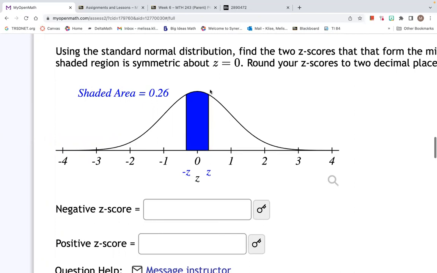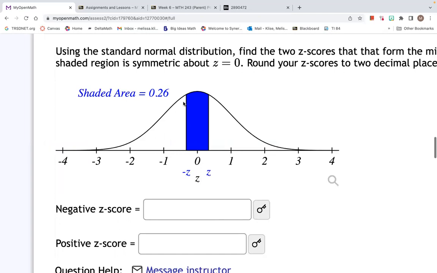Anybody have an idea? 0.5. So the middle's 0.5. So at 0 is 0.5. So I would add 0.13 to 0.5 because it's the middle 26%. So it would be 0.63 right here. And then this would be 0.5 minus 0.13, because it's the middle.